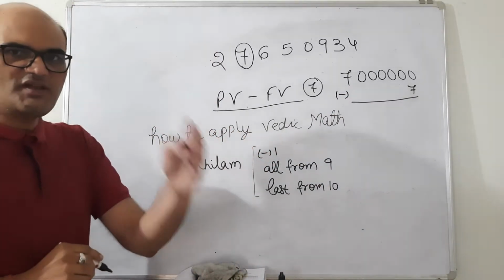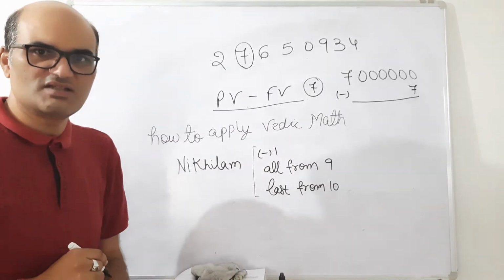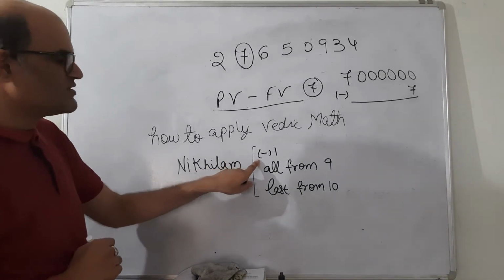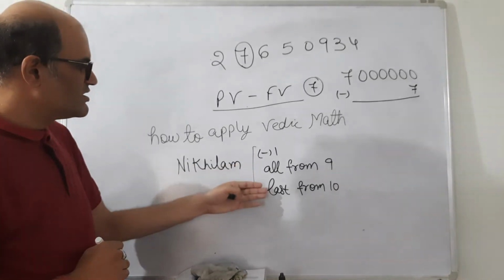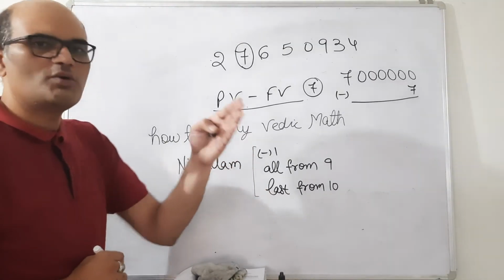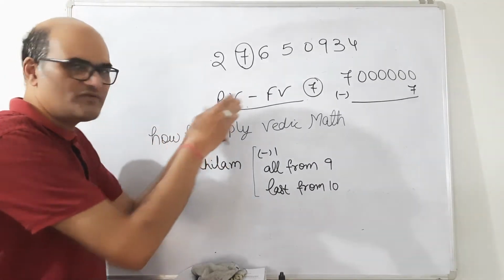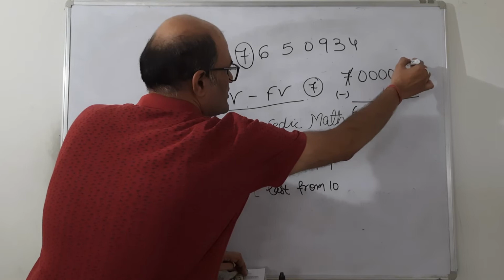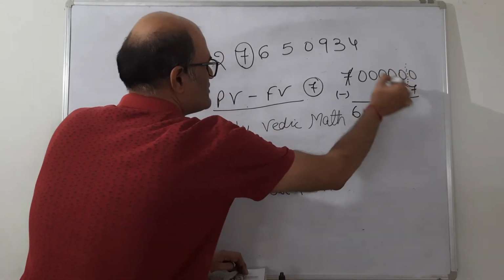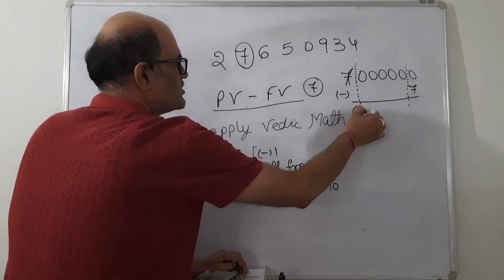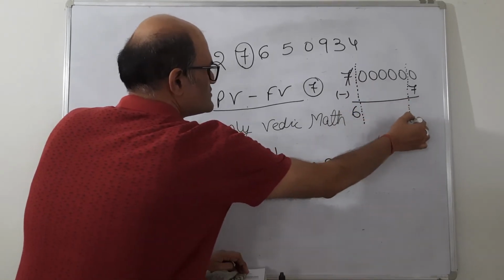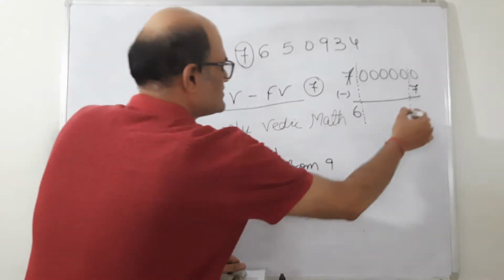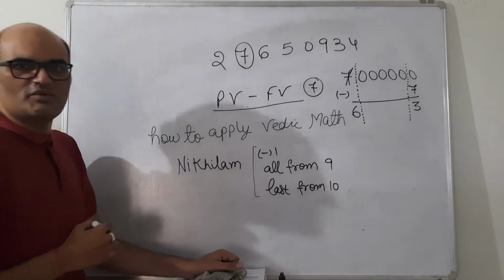Now see, if we apply the sutra, the principle of Nikhilam of Vedic mathematics: Nikhilam says minus 1 from the first digit, last from 10 and all from 9. Now let me further demonstrate this to you. See, minus 1 from the first. I am making a temporary partition so that it will be more clear to you. Last from 10: the last digit is 7, we subtract it from 10, we get 3. All from 9.